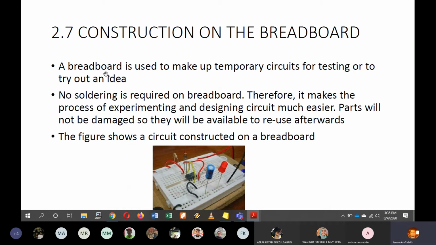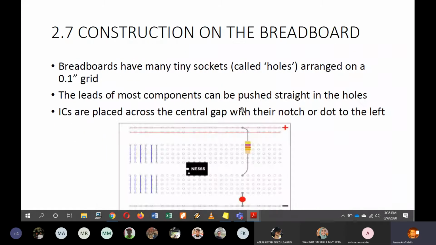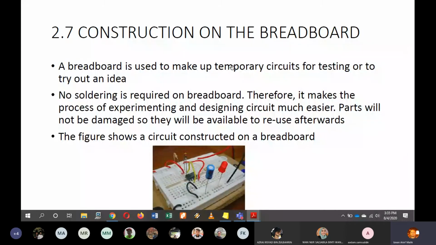Construction on the breadboard. So basically, if you look at this trainer here, this white thing in the middle of the trainer is known as the breadboard. Normally when you use it in the lab, it is not there. The technician has removed it. You have to use your own breadboard basically. So here we look at the breadboard.